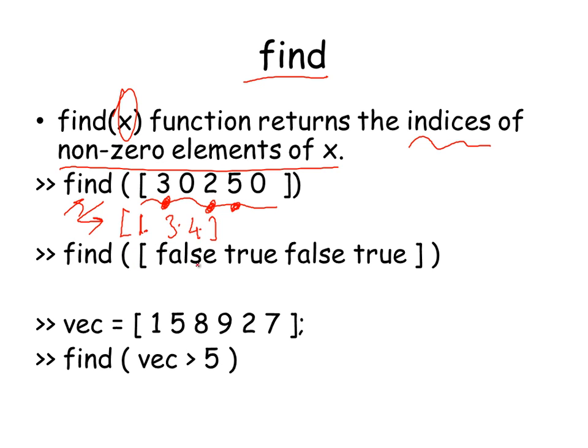The same thing applies when you give it a logical vector. Now falses are zeros. Non-zero elements are trues. So the result will be the second element is true, and the fourth element is true. That's the result you're going to get. All right?